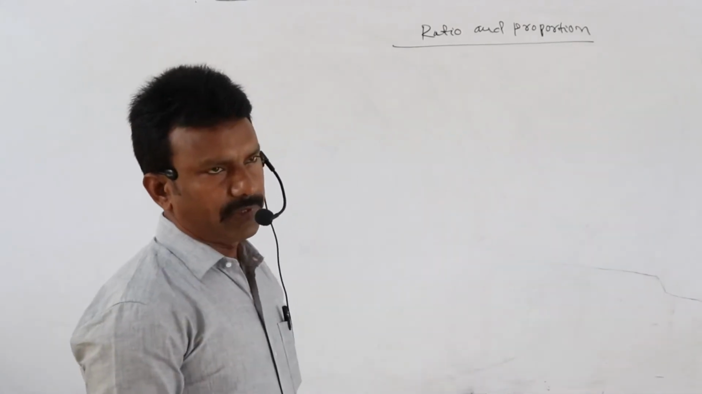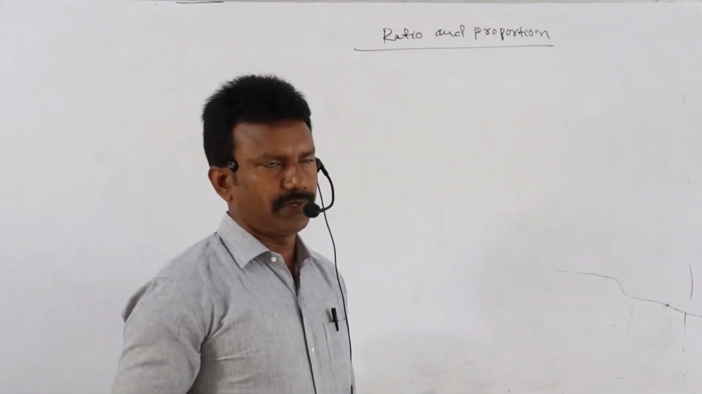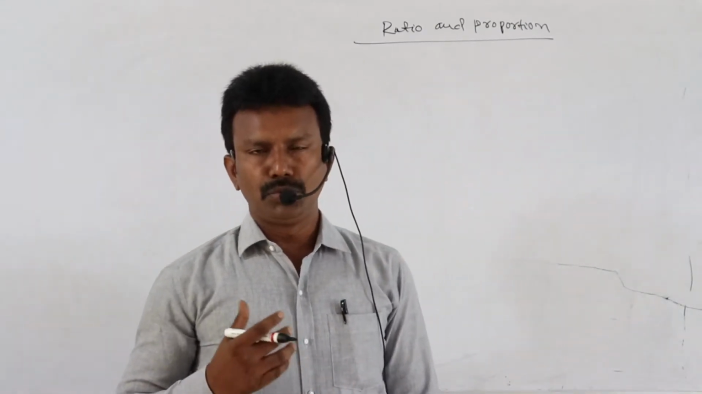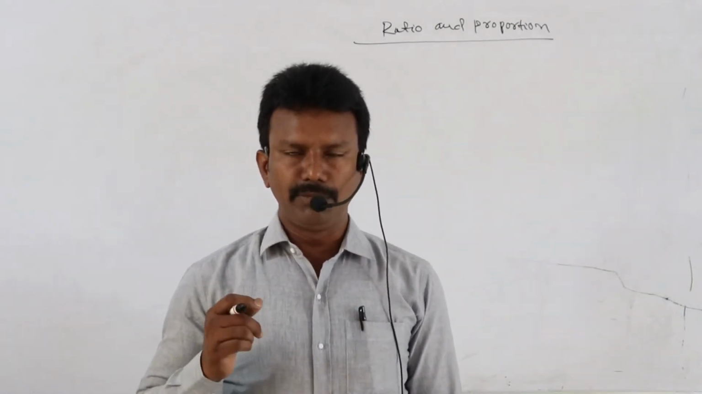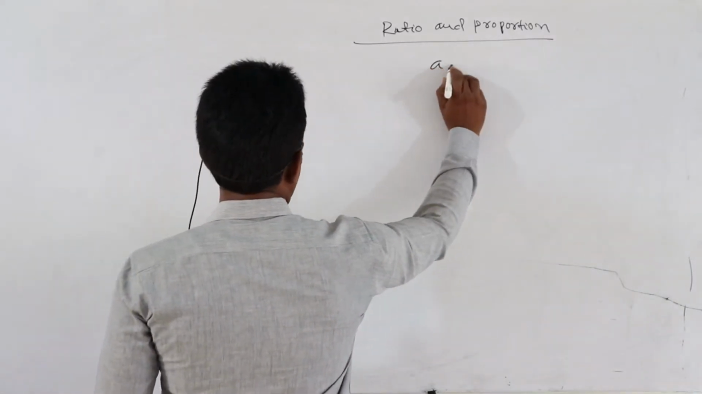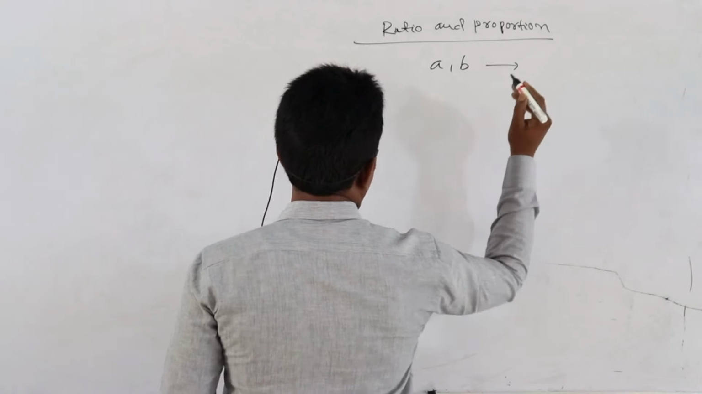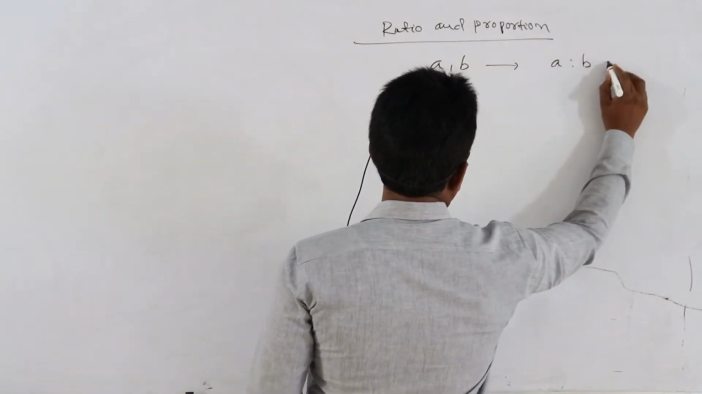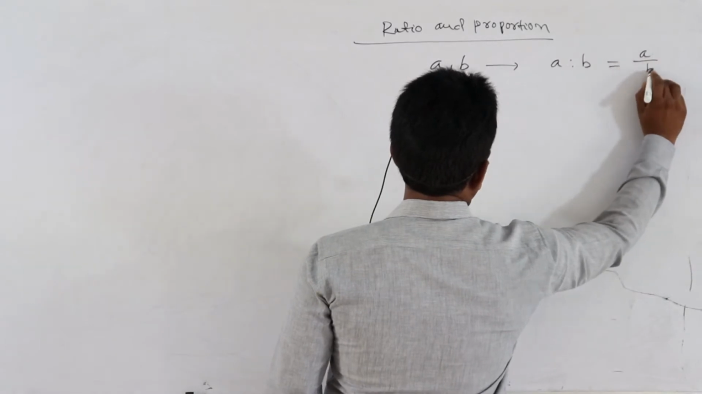So what is the meaning of ratio? Ratio is a comparison between two quantities. The quantities are in the same units. Maybe our quantities are A and B. Then we define the ratio between A and B as A is to B, or A by B.